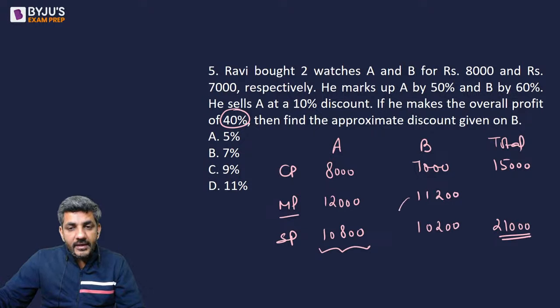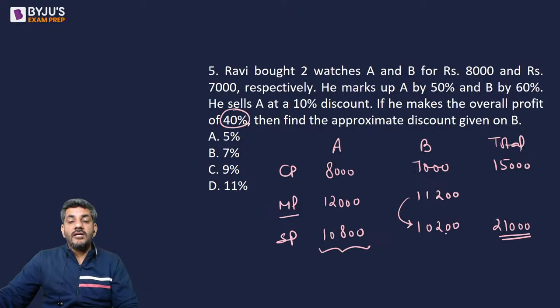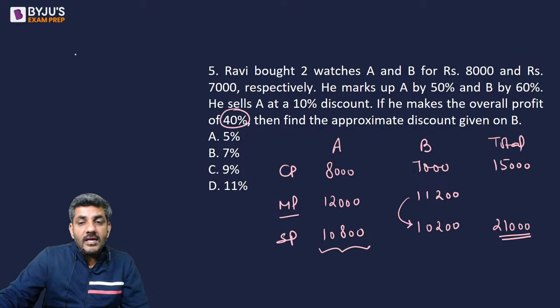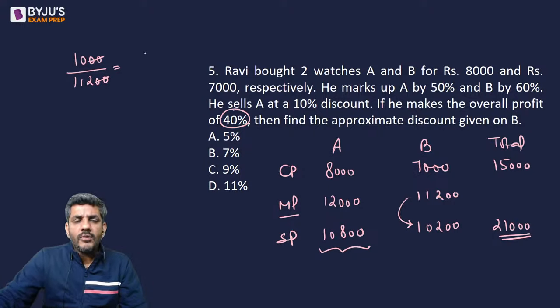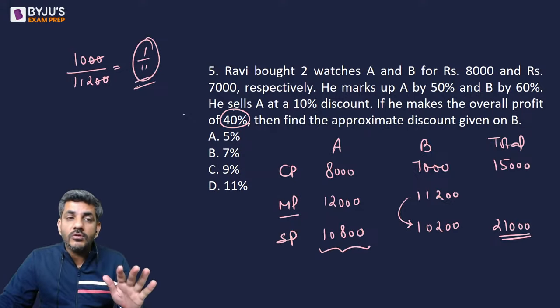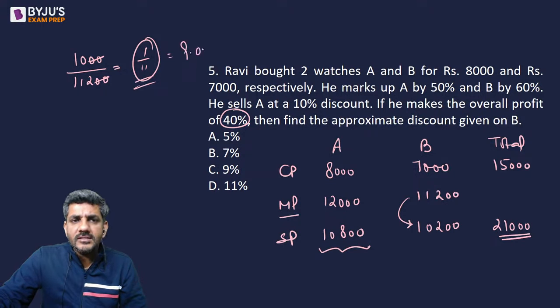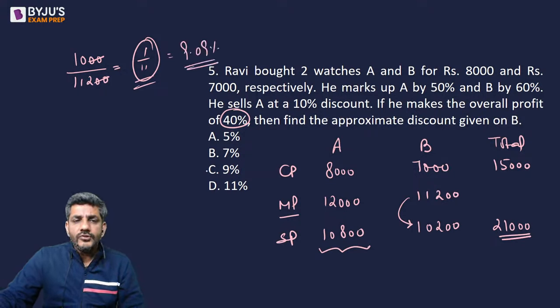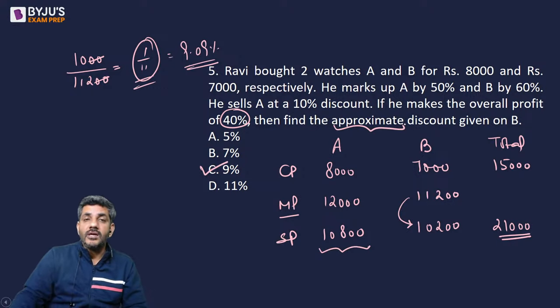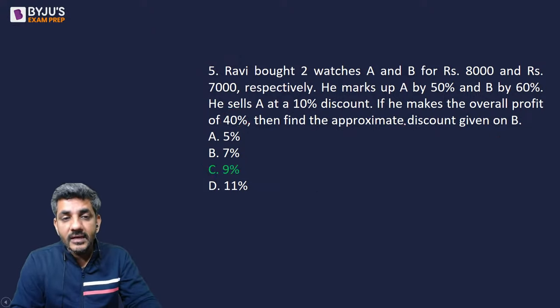Now, if watch B is marked as 11,200 and sold for 10,200, that means a discount of 1,000 rupees is given on a base of 11,200, which comes out to be 10 by 112. Or you can say it is very close to 1 by 11, because if it were 10 by 110, it would be 1 by 11. So it is very close to 1 by 11. 1 by 11 is 9.09%. So close to that is option C. Anyway, he is asking only for the approximate discount. So the approximate discount is 9%.